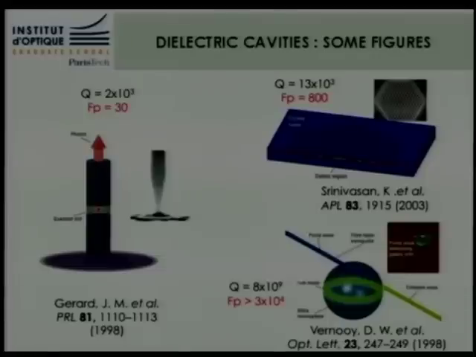And finally, to deal with cavities with ultra high quality factor, there's the case of whispering gallery modes, which is a one-dimension wave propagating in a circle, leading to quality factors of 10 billions and Purcell factors of a few thousands, a few 10,000s.